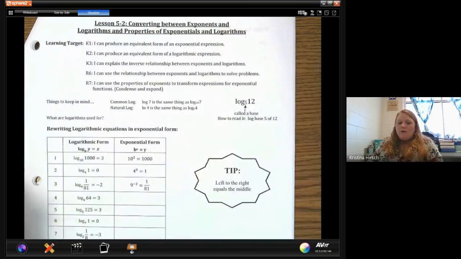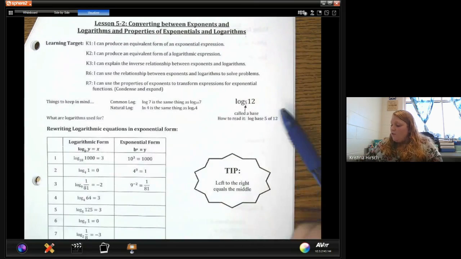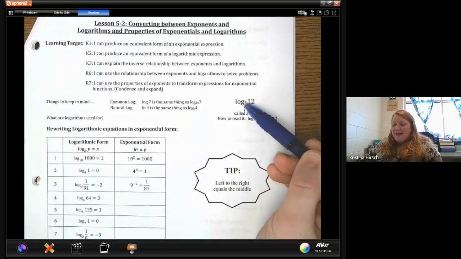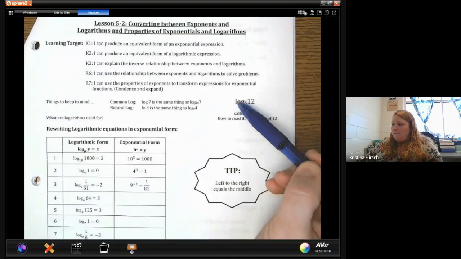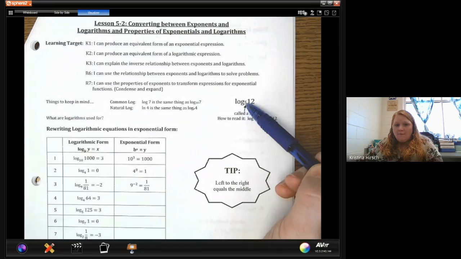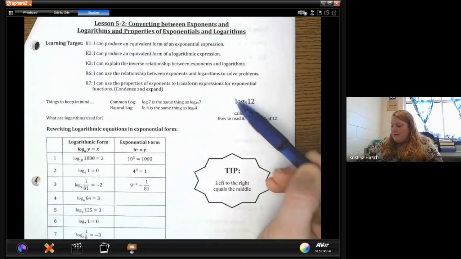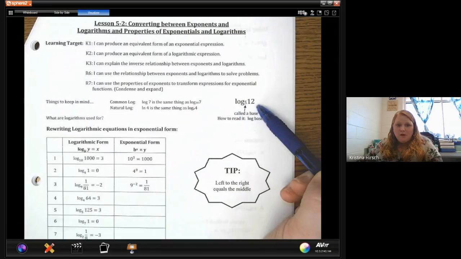Now, I want you to notice how I've been saying it. I've been reading it how you're supposed to read it. So this little 5 right here is called a base. So when we read it, we say log base 5 of 12. Log base 5 of 12.